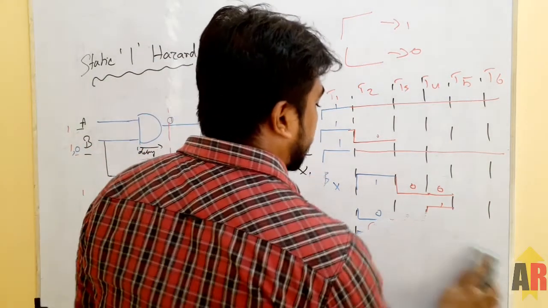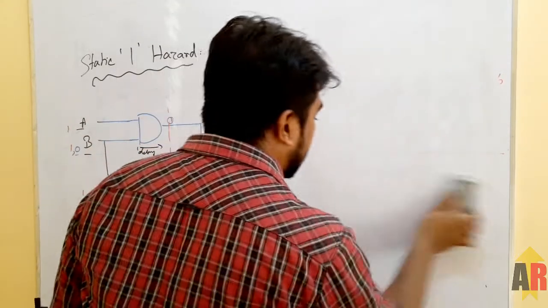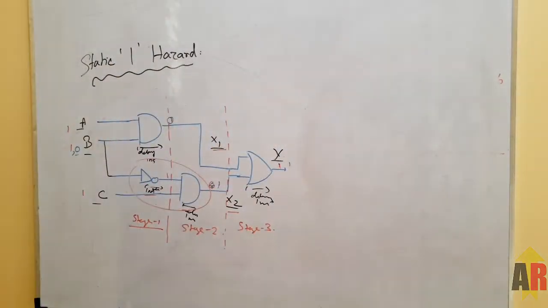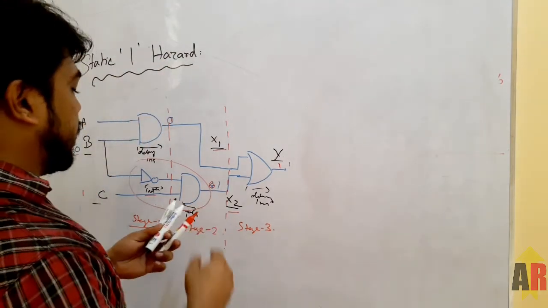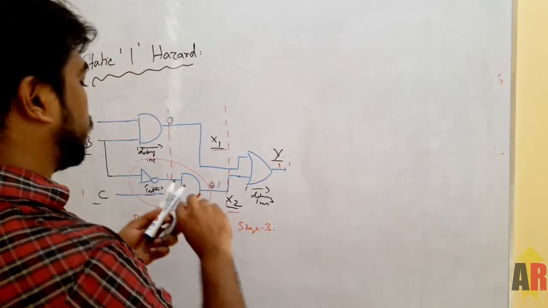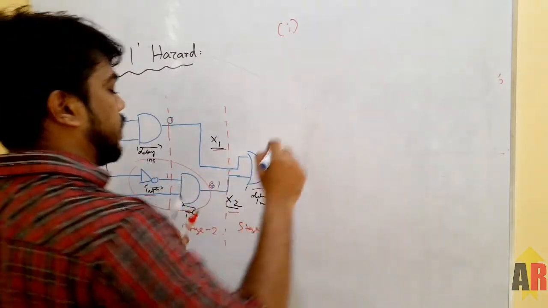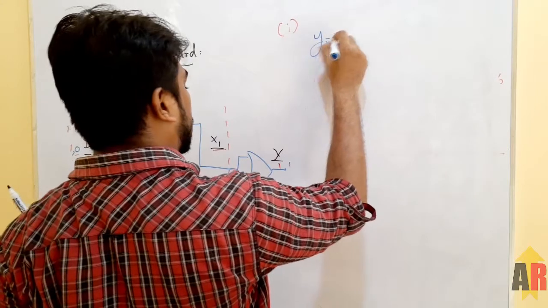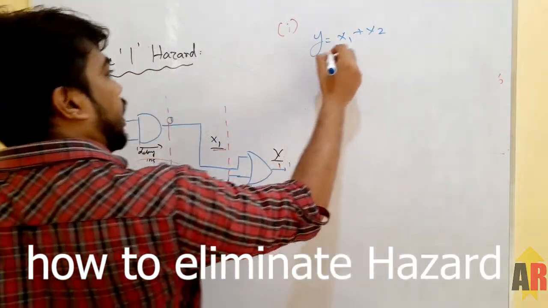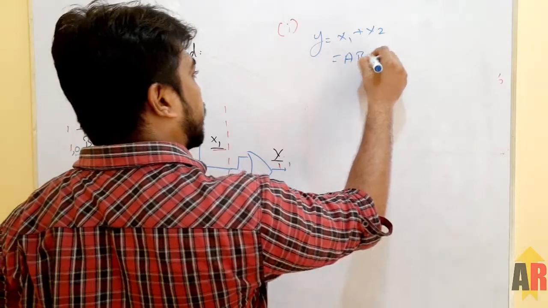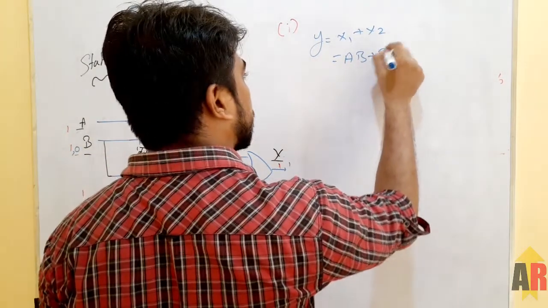Now we can see the ways of eliminating the static 1 hazard. A circuit is given, so we can first find its expression. y is equal to x1 plus x2, where x1 is a into b, and x2 is b dash into c.